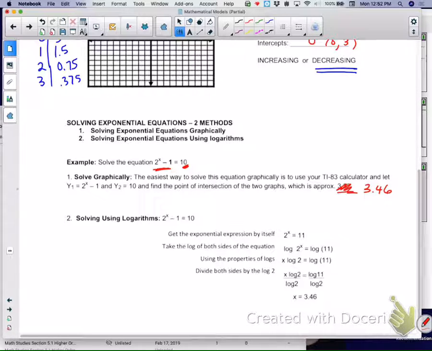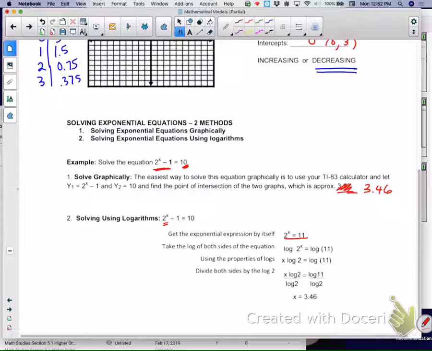Now, using logarithms, I'm going to get this exponential expression by itself. So we're going to add 1 to both sides. And then I'm going to take the log of both sides. Now, if you remember doing this from Algebra 2 or from Pre-Cal, there's 2 different logs. There's the log and there's the ln, the natural log. It doesn't matter which one you use because in the context of this question, they're going to work exactly the same. So I'm going to take the log of both sides.